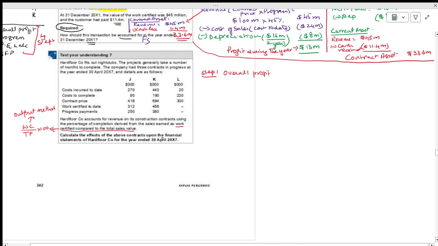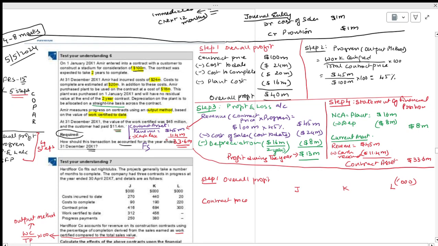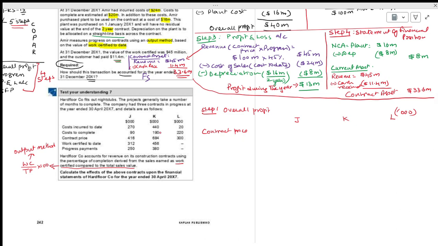Go in the same format, J, K and L. It is in thousands. Now, what are the steps in the overall profit? You can refer to the contract price. First is the contract price. How much is the contract price? 416. Yes, Hussein, 416.